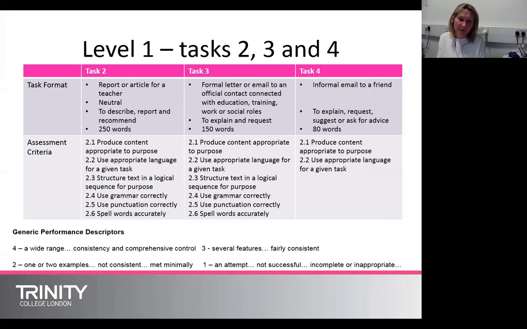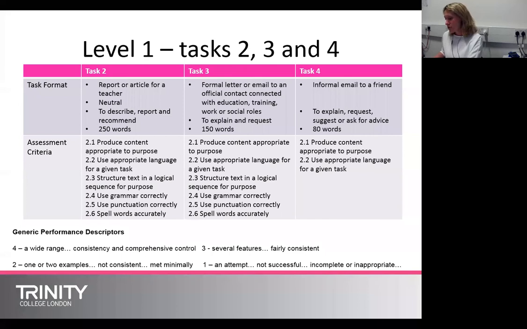1, if there is an attempt but not successful, incomplete or inappropriate. 2, 1 or 2 examples, not consistent, minimally met. 3, if there are several features, fairly consistent. 4, if there is a wide range, consistency and comprehensive control.